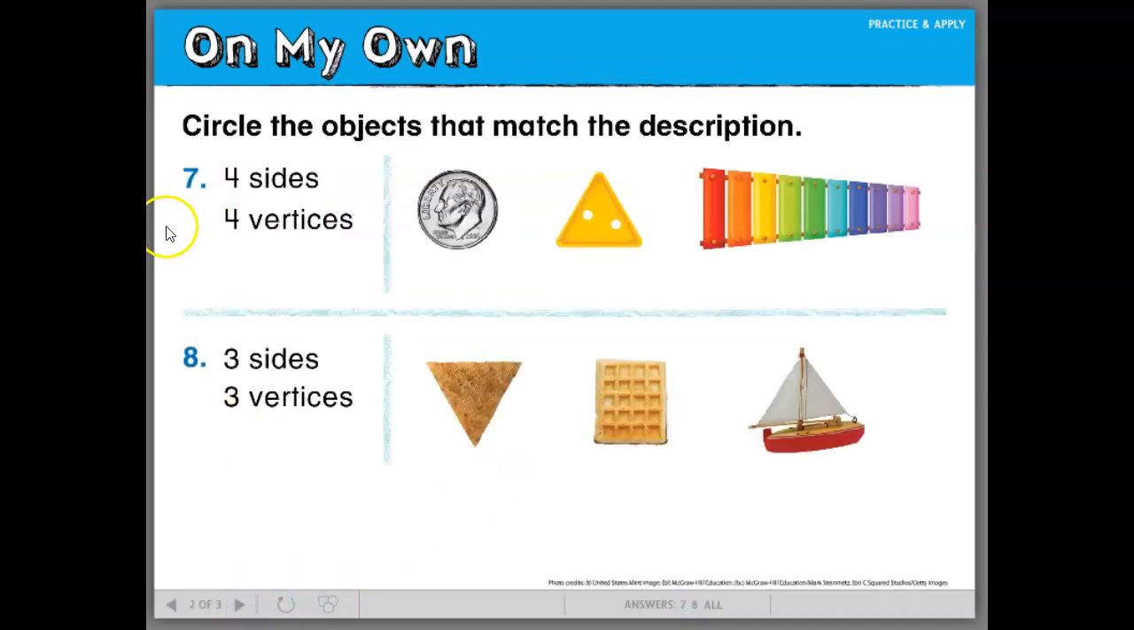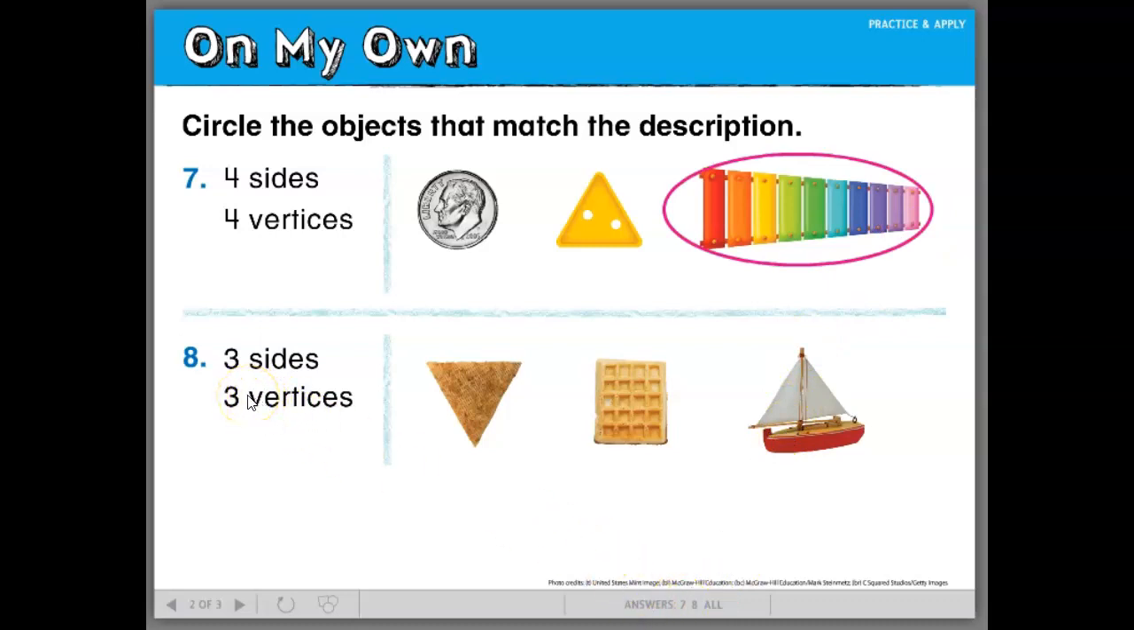This one says circle the objects that match the description. So we need to find the objects that have 4 sides and 4 vertices. And we're going to circle them. So does this have 4 sides and 4 vertices? No. How about this? No. What about this one? 1, 2, 3, 4. 1, 2, 3, 4. Yes, that one does. So that's the only one we should circle there.